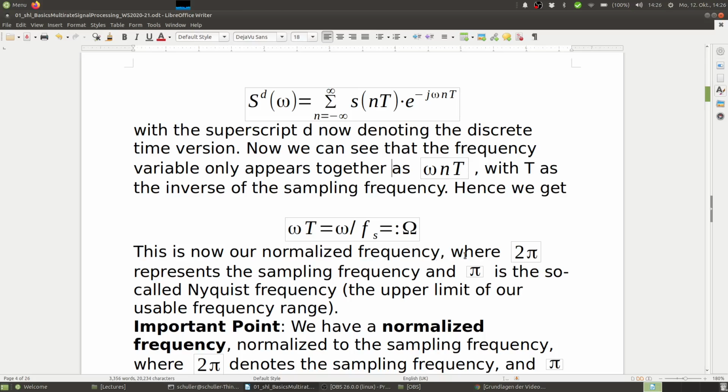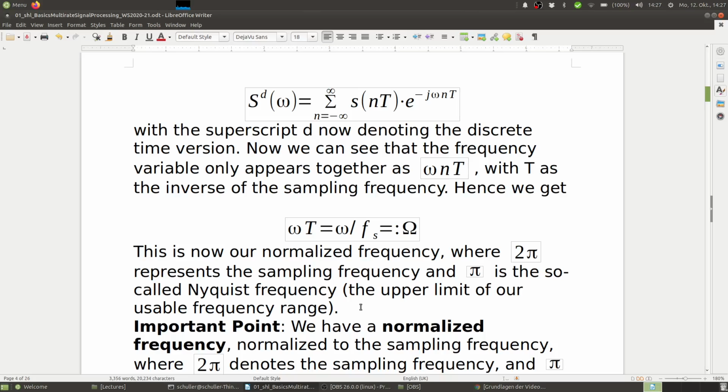For our sampling frequency, this will be just 2 pi, right? So imagine this omega is 2 pi fs, then we have 2 pi fs divided by fs is 2 pi, right? So if omega represents the sampling frequency, then 2 pi is the result, and half of our sampling frequency, as we know, is the so-called Nyquist frequency, which is the upper limit of our usable frequency range, right?